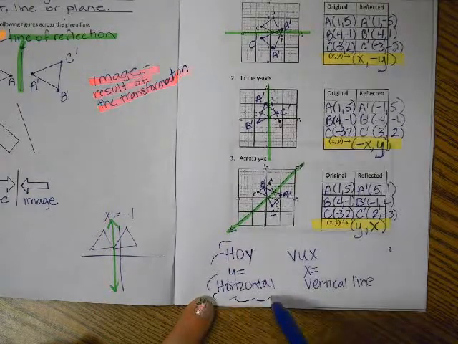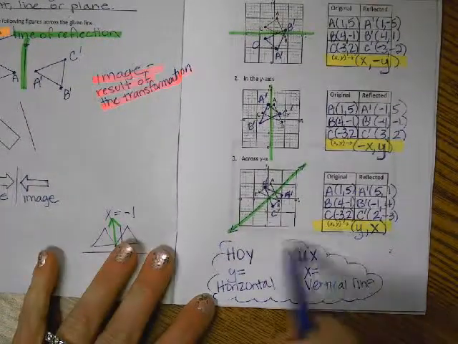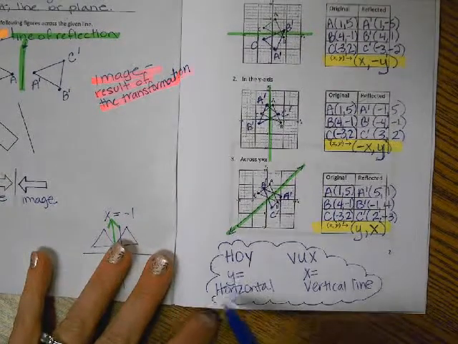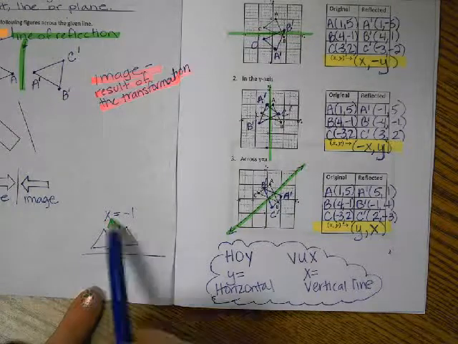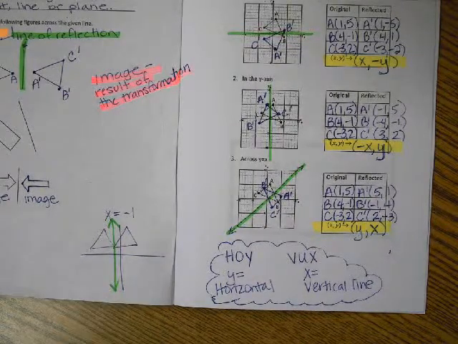Hoy means horizontal and Vux means vertical. X equals and Y equals. So just keep that in mind. Vertical line. Alright, that's it for reflections.